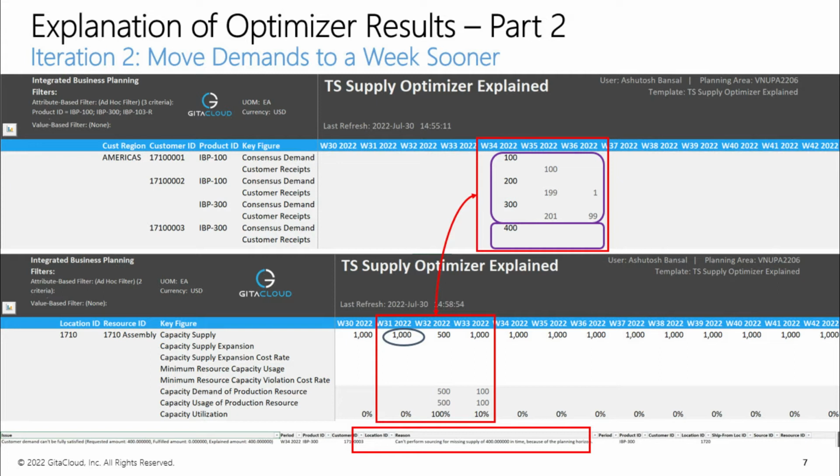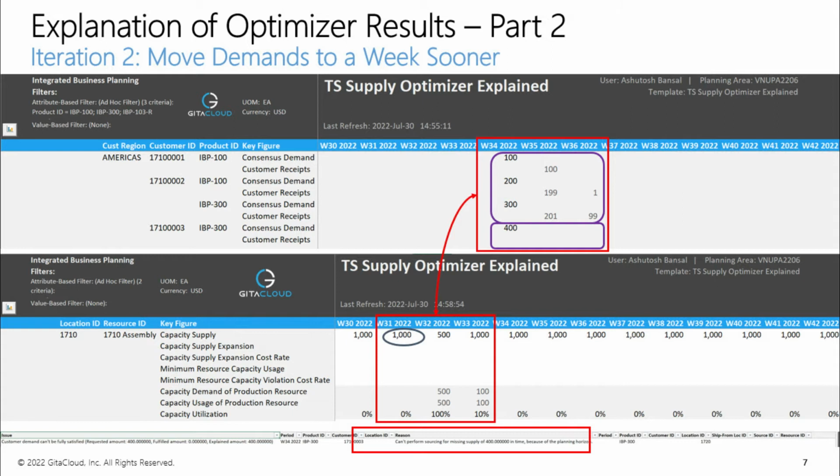The message in business log is, can't perform sourcing for missing supply of 400 in time, because of the planning horizon. We cannot produce early to meet Customer 3 demand due to the lead time constraints. Customer 3 does not accept late shipments, hence building later than week 31 is also not an option. We are not able to fulfill demand for Customer 3 as a result.